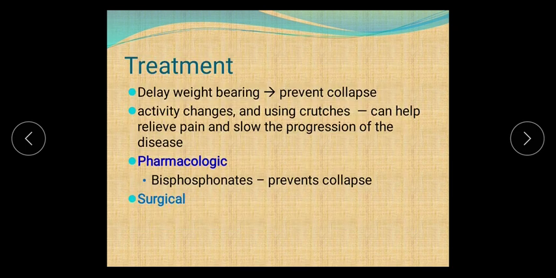What is the treatment for AVN? Delayed weight bearing. The patient should be told not to bear weight, and it has to be delayed until there is full healing of the AVN. This is to prevent the collapse. And activity changes, that is, the patient should not use the stairs, should not do running or walk for long distances. The patient has to use crutches to relieve the load on the head of the femur. This will help to relieve the pain and it slows the progression of the disease.